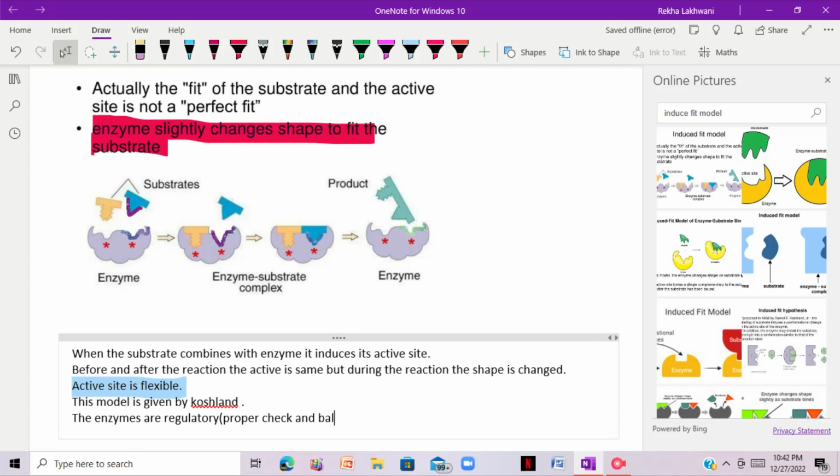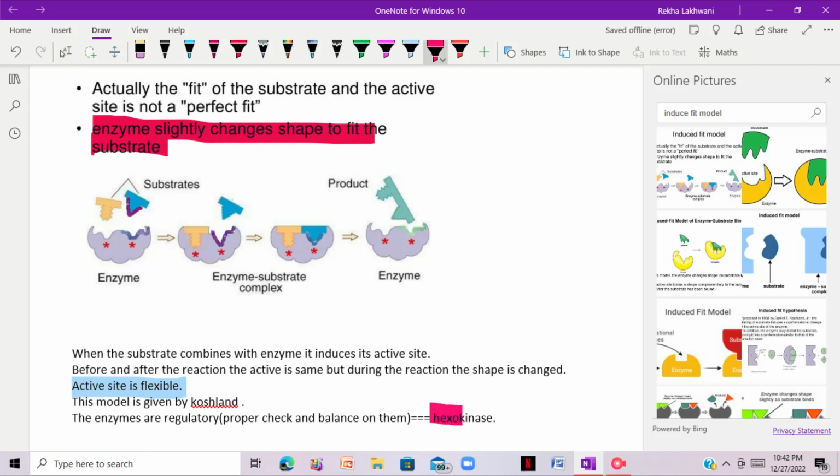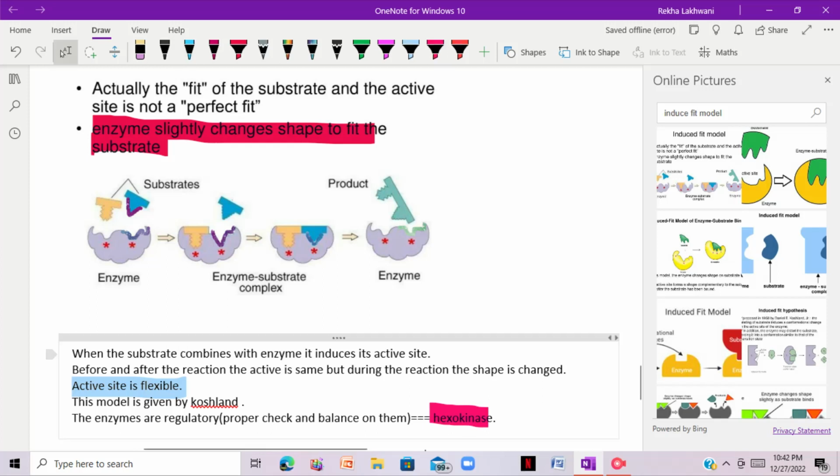One more thing I wanted to discuss: the first model was known as the lock and key model, and this model is known as the gloves in hand model. So I hope this is clear to you.